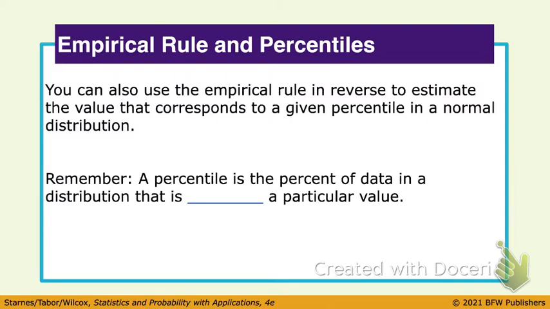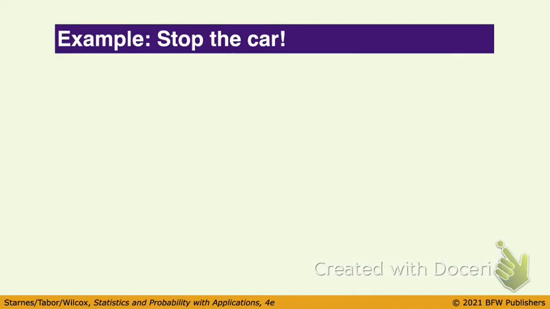Well, first of all, do you guys remember what a percentile is? The percentage of values... Very good. A percentile is a value that has a certain percent underneath it or less than it. A percentile is the percent of data in a distribution that is less than a particular value. So your percentiles are always coming from the bottom or the left side of the normal distribution. You'll see what I mean as we do some examples.